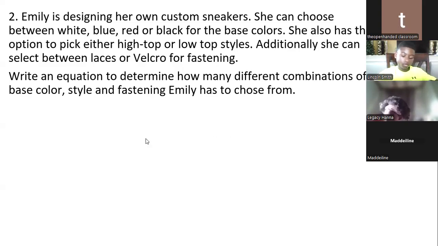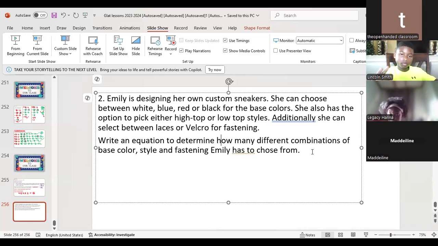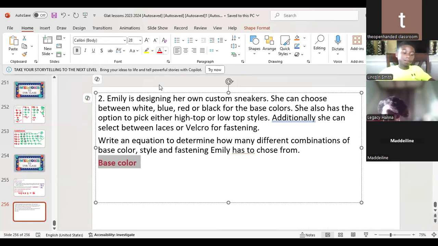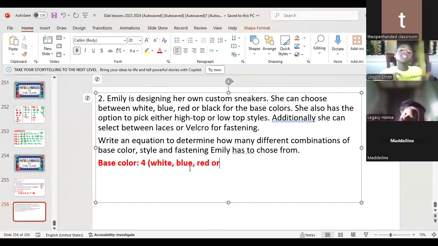All right, so for base color, what are our options? How many options do we have for base color? 4, right? So the base color is going to be 4. What are the colors? White, blue, red, or black. Very good.